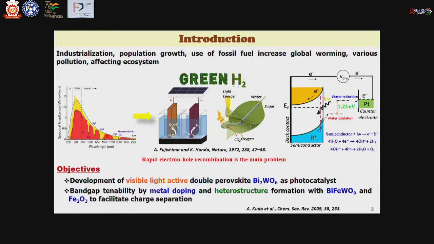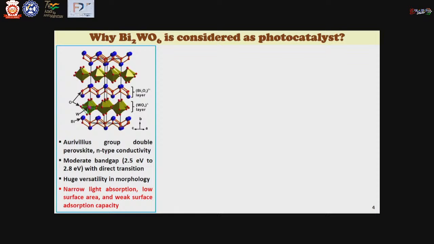Therefore our objective is to introduce double perovskite bismuth tungsten oxide as an efficient photocatalyst, and to hinder the recombination problem we are trying to develop a heterojunction with bismuth iron tungsten oxide and iron oxide, and we have also carried out metal doping to reduce its band gap. We chose bismuth tungsten oxide because of its n-type conductivity, moderate band gap, layered structure, and chemical stability. The main problems are narrow light absorption, low surface area, and weak surface adsorption capacity.